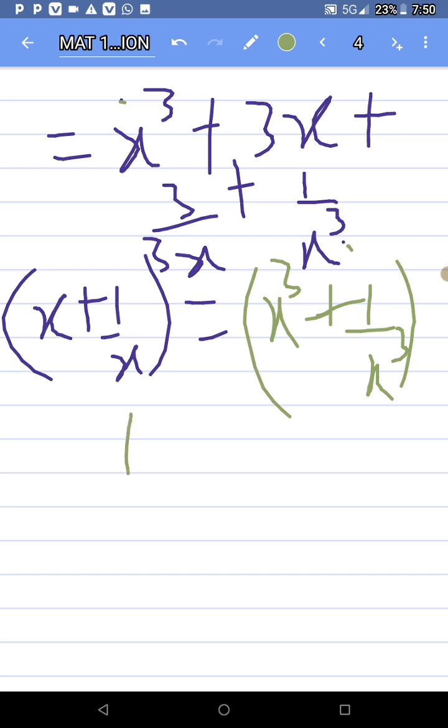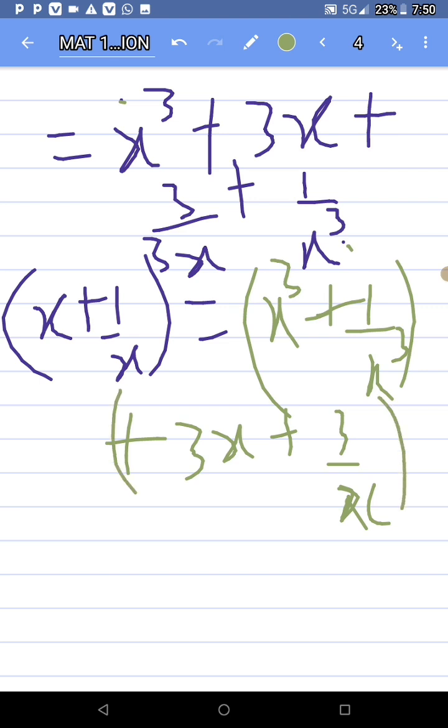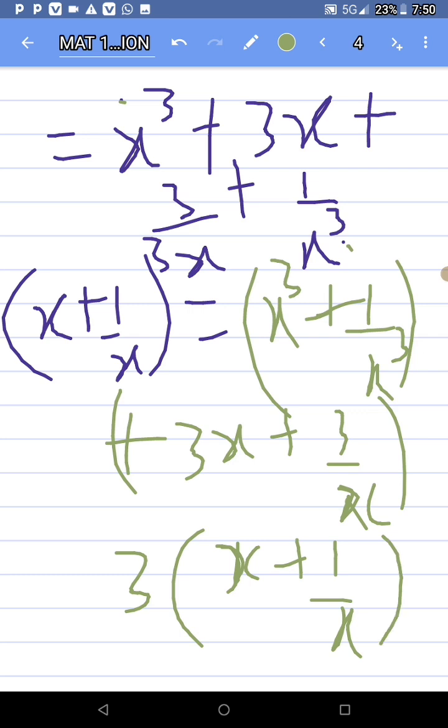And then I have another thing. I have a 3x plus 3 over x. So at the end of the day, we can see what we have here. Simplifying this one here, 3 is common. So that will be 3 into bracket x plus 1 over x. So what do we have now?